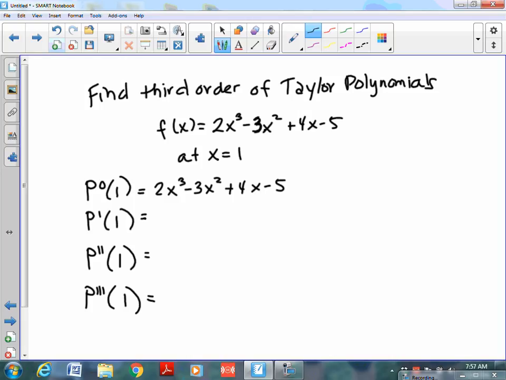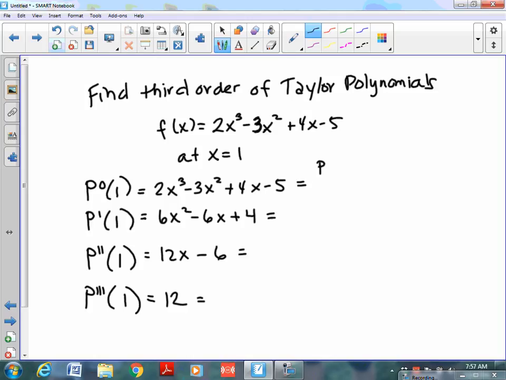Okay, what's the derivative of that? The derivative of that is 6x squared minus 6x plus 4. The derivative of that is 12x minus 6. And the derivative of that is 12. Obviously, you can't even go any farther. So, let's come up with the Taylor series.